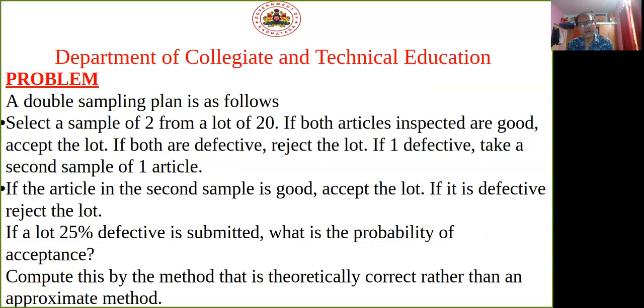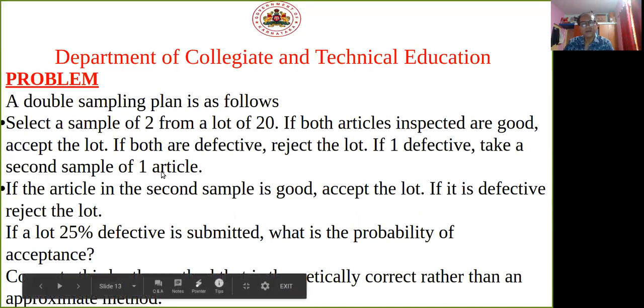If both are defective, then reject the lot. If one is defective, take a second sample of 1 article. If the article in the second sample is good, accept the lot. If it is defective, reject the lot. If a lot that is 25% defective is submitted, what is the probability of acceptance? Compute this.